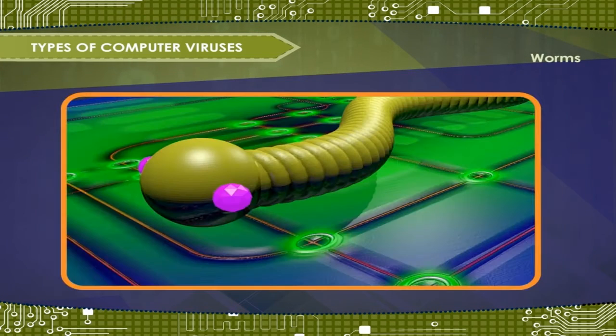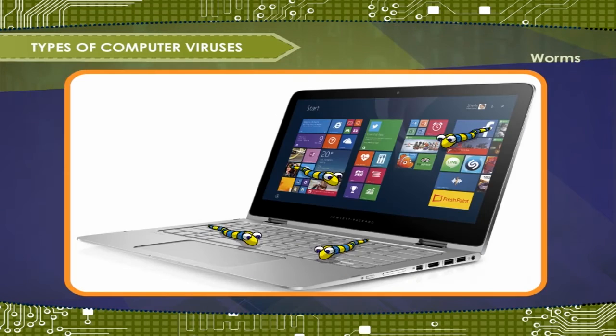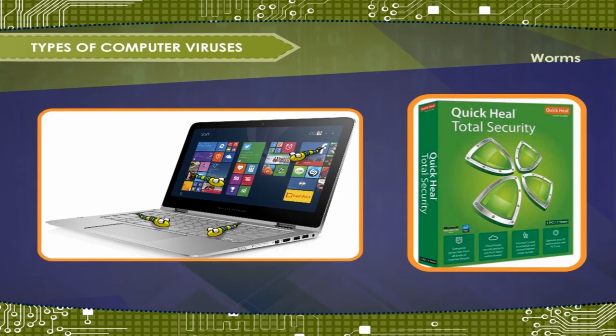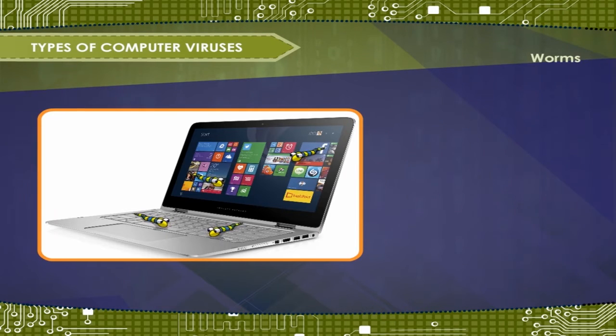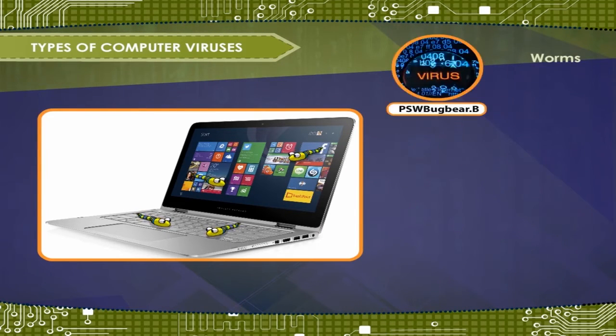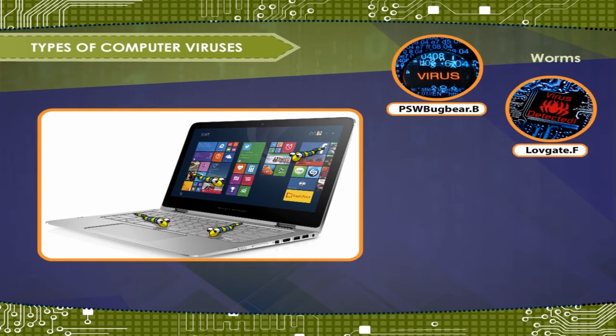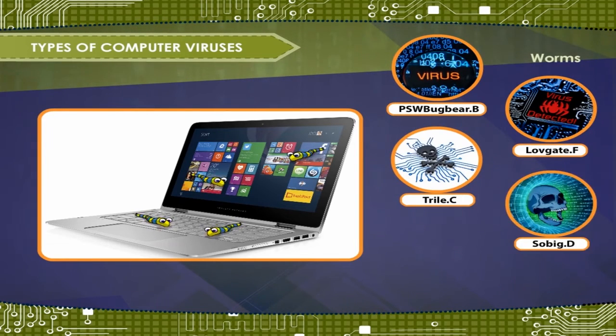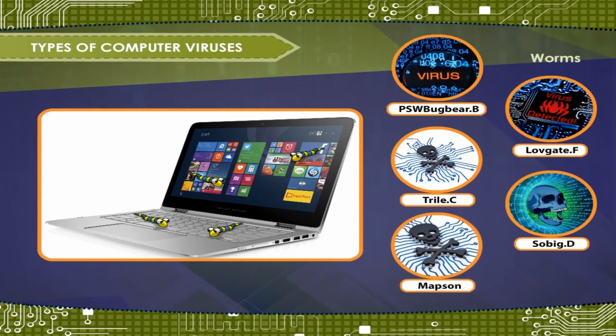Worms. A worm is a program very similar to a virus. It has the ability to self-replicate and can lead to negative effects on your system. Mostly worms are detected and eliminated by antiviruses. Examples of worms include PSW.Bugbear.B, Lovegate.F, Trial.C, Sobig.D, Mapson.